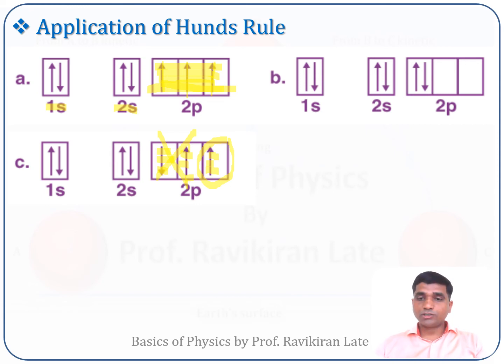So by application of the first rule, which says that the maximum value of S has to be possible, we can say that the electron configuration given in case A is correct, and the electron configuration given in case C is wrong.